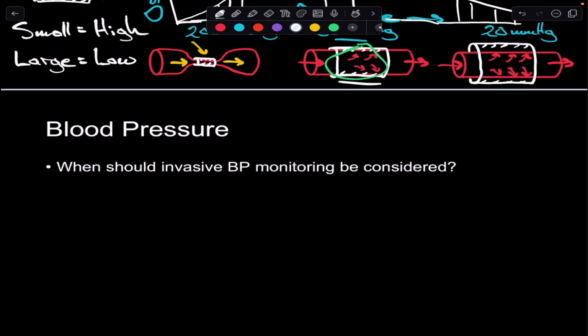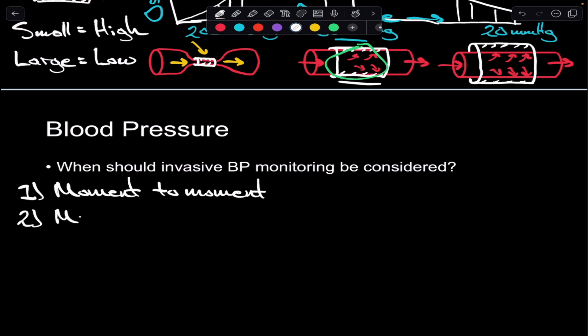So there's a couple different indications for invasive blood pressure monitoring. Probably the most common is if you want moment-to-moment or beat-by-beat assessment of blood pressure. Otherwise, in some cases, you might be doing pharmacologic manipulation of blood pressure, or if it's very important to reduce or keep strong blood pressure for different points in the case. So we'll just call that manipulation of blood pressure.